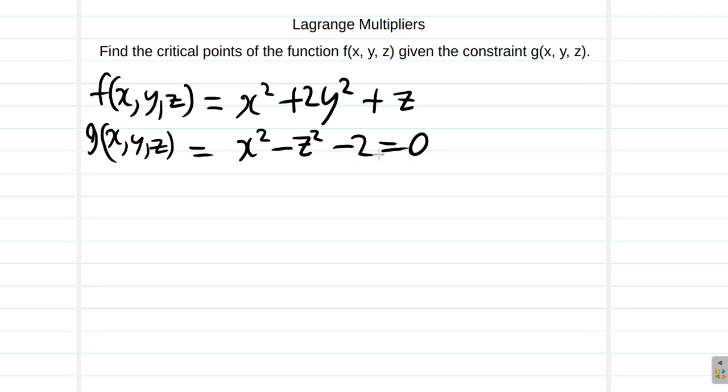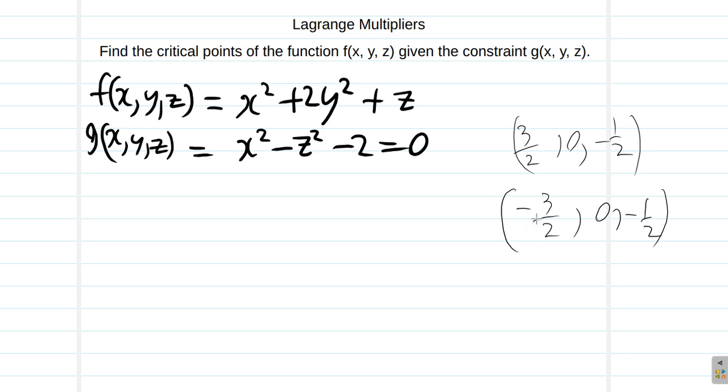Now, I'm going to ask you to work this out, and I worked it out already. The answers I get for the locations were 3 over 2, 0, negative half, and negative 3 over 2, 0, negative half. Those are the answers that I got. I'm going to ask you to work it out, and if I didn't make any mistake, then you would get these answers.